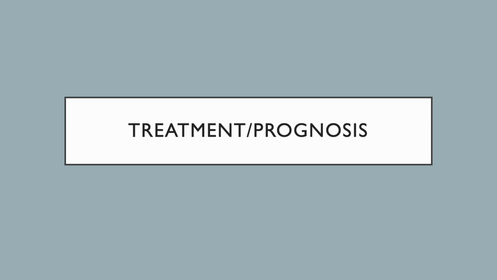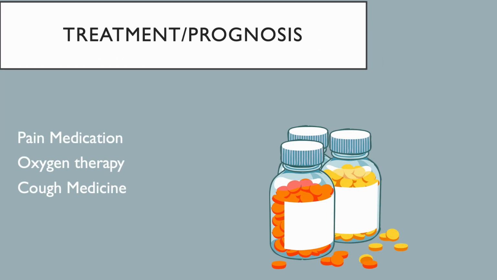Treatment and prognosis. Pneumonia is treated differently depending on the type of pneumonia you have. Bacterial pneumonia is treated with antibiotics, while viral pneumonia is usually treated with rest and hydration. Other treatments may include pain medicine for fever and muscle pain, oxygen therapy to help you breathe easier, cough medicine if your cough is severe, and antifungal medicine for fungal pneumonia.